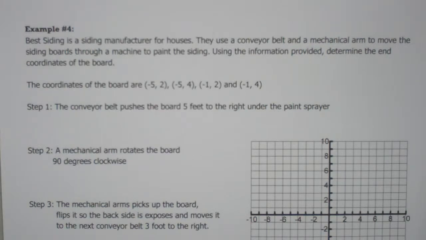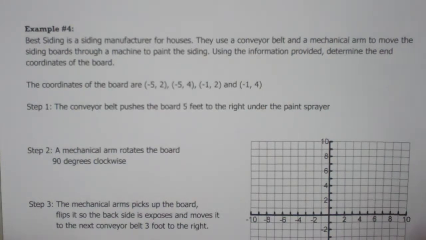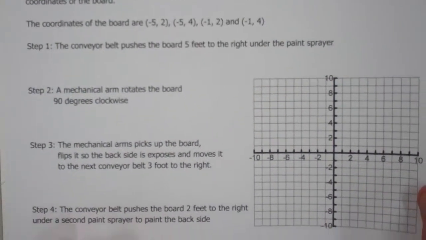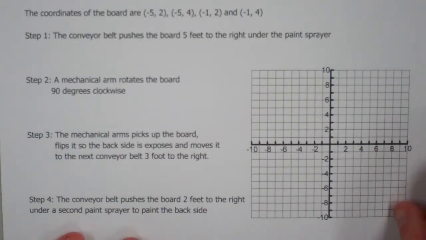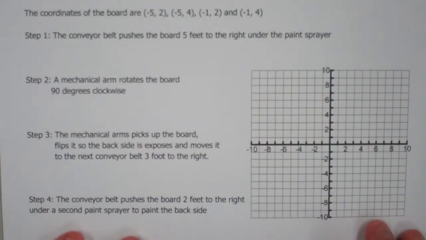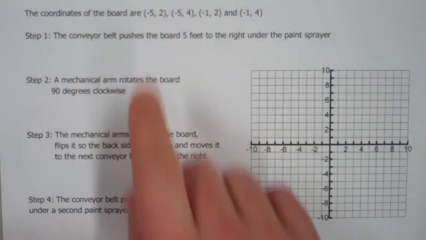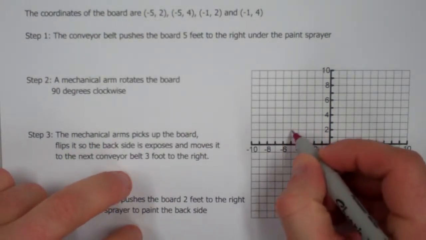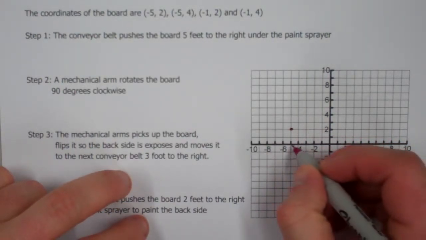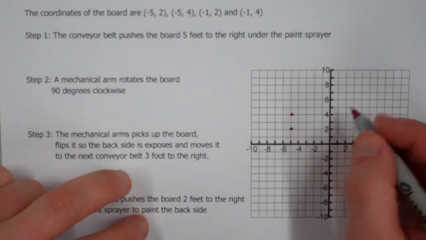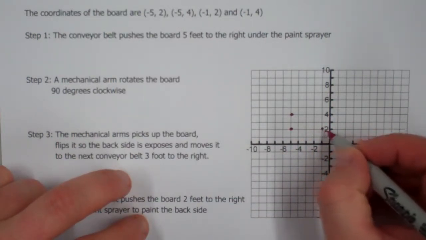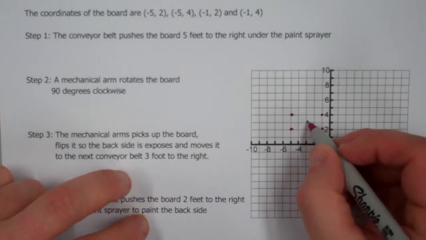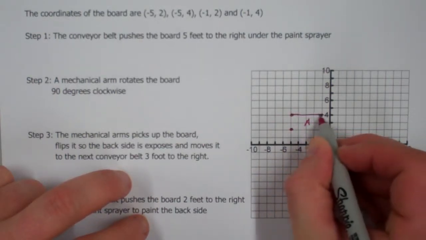The coordinates of the board are given to us, and I'm going to have to slide this up just a little bit so we can fit everything in there. There we go. So the coordinates of the board are (-5, 2), (-5, 4), (-1, 2), and (-1, 4). We'll label that figure A. So here's our original board.